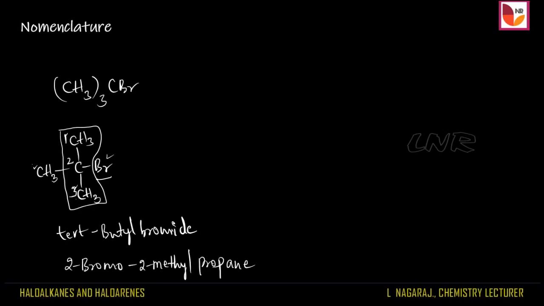propane. And consider one more example, that is CH2=CHCl. Halogen is directly attached to the double bonded carbon atom. If the halogen is attached to the double bonded carbon atom, then it is to be represented as vinyl. So it is vinyl chloride.